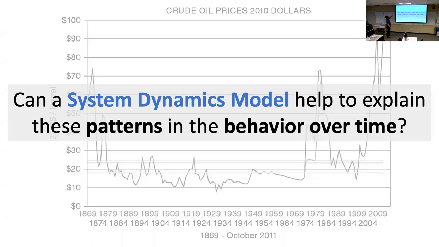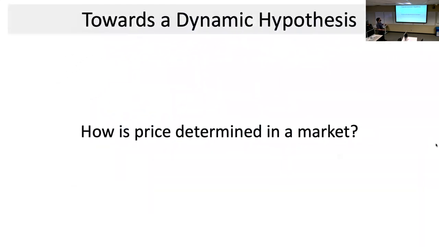That's what Shell was realizing: you could look at these time series data in history, you could take some guesses, but they really wanted to say, can we get a system dynamics model to give us a better idea of what might happen in the future rather than just assuming it's going to be like the immediate past? So that's the motivation here.